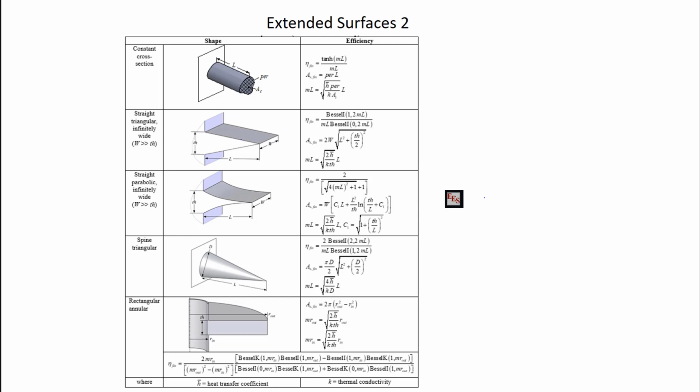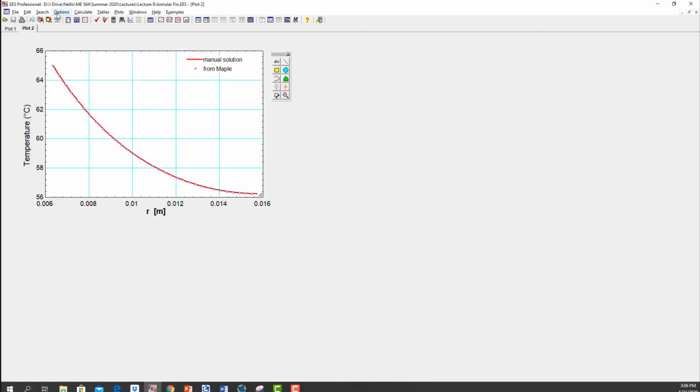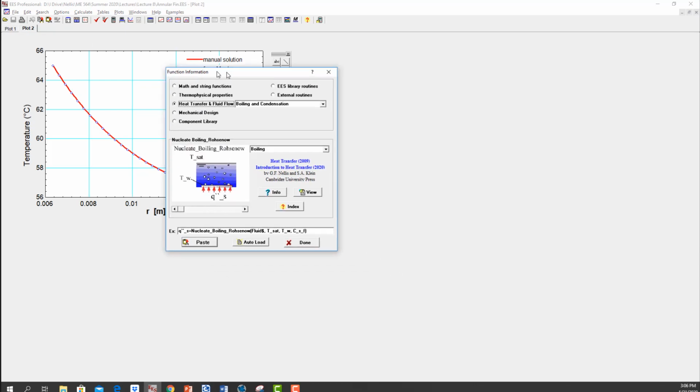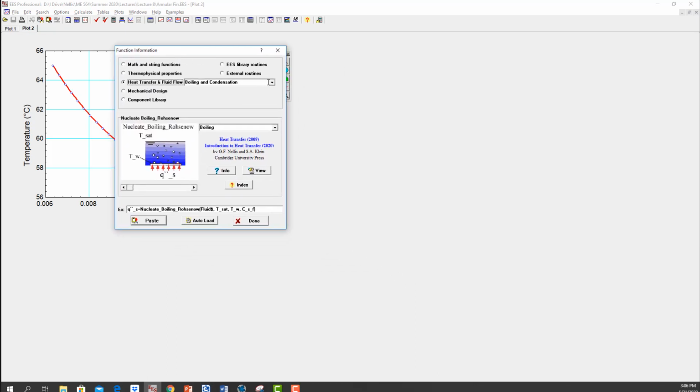If you go to EES, so let's see if I can find EES. So here's EES. If you go to Options, Function Information, and you go to the Heat Transfer and Fluid Flow library, one of these ought to be fin efficiency. So that's what this one is right here. You'll notice you have two solutions here, or two options here.